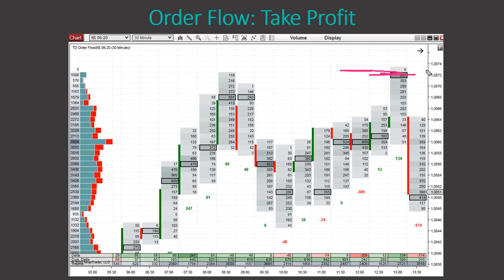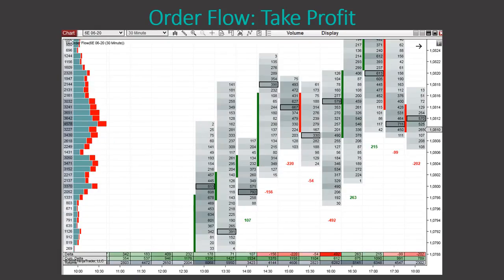And one more example on this picture. If you are short from here, then the ideal take profit would be this area. Those high volume nodes, especially those two. So this is where I would quit the trade. As you can see, the price continued downwards. So in this case, it would actually be better to hold the trade, but it would be safer to quit the trade in here.